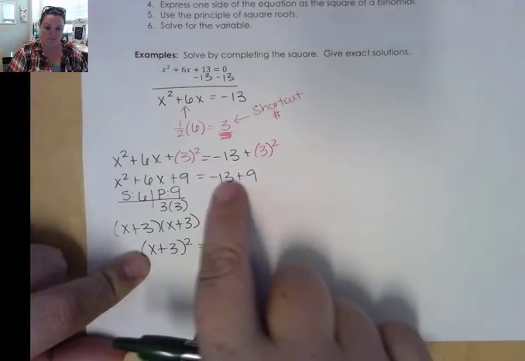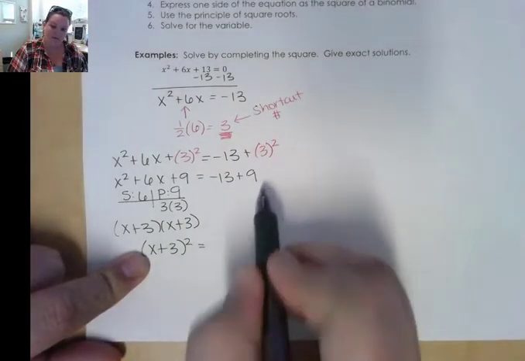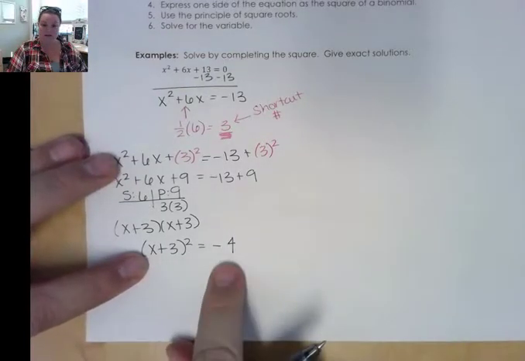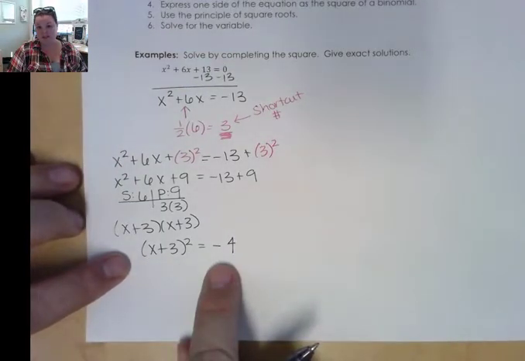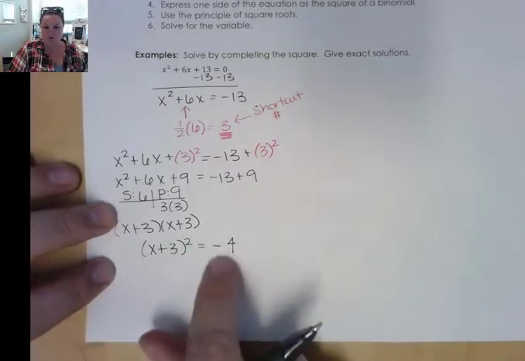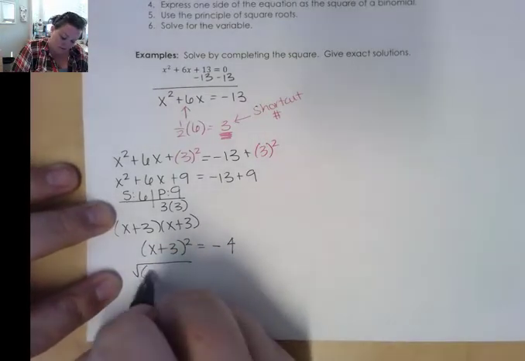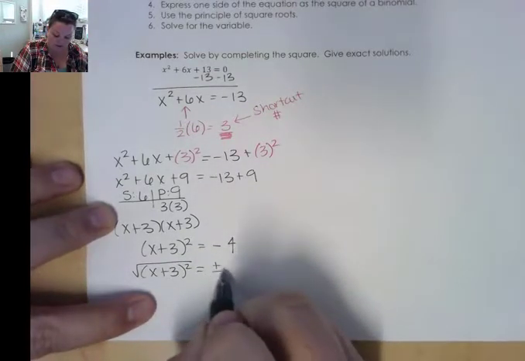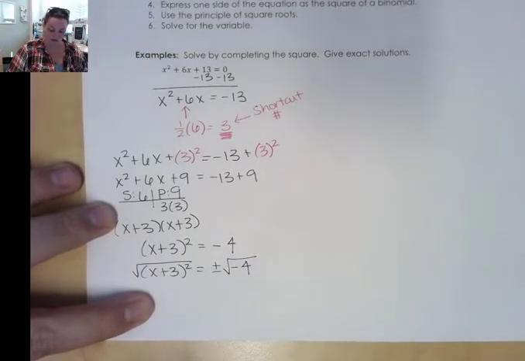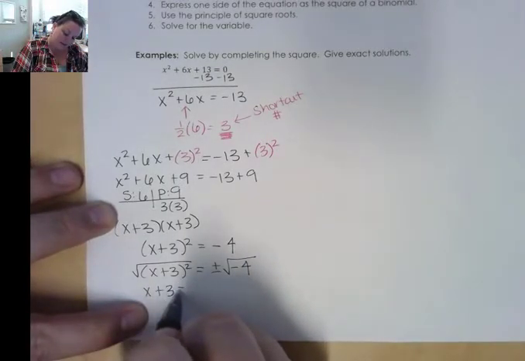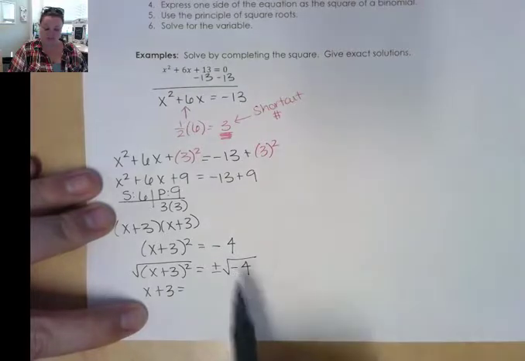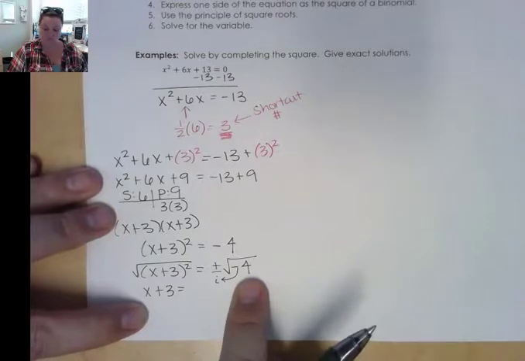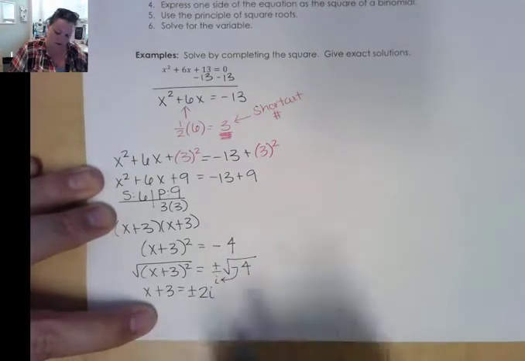Okay, so now we need to simplify on this side. We have negative 13 plus 9, which leaves us with a negative 4. And then we can go ahead and solve this now by extracting square roots, right? So if I take the square root of both sides, the square root of x plus 3 squared is going to cancel. And then don't forget your plus or minus, the square root of negative 4. So we end up with x plus 3 is equal to, now on this side, remember the negative under a square root, that comes out as an i. And then the square root of 4 just becomes 2. So this gives me plus or minus 2i.